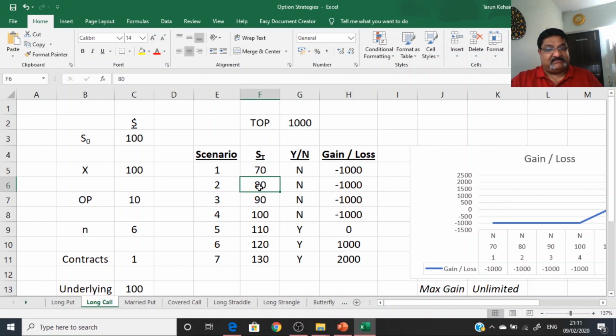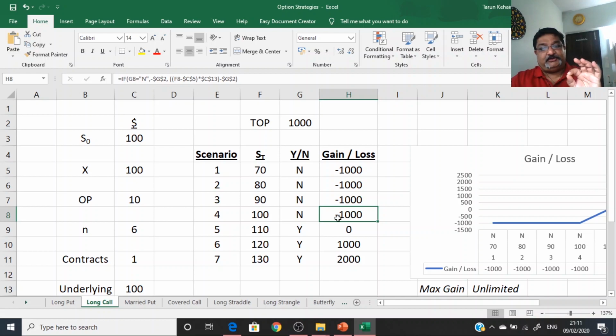The same is the case for 80, same is the case for 90, same is the case for 100. 100, of course, is the point of indifference. So you do not exercise the option, but you still have to pay $1,000 of option premium. And therefore, your losses are $1,000 in each of these cases.